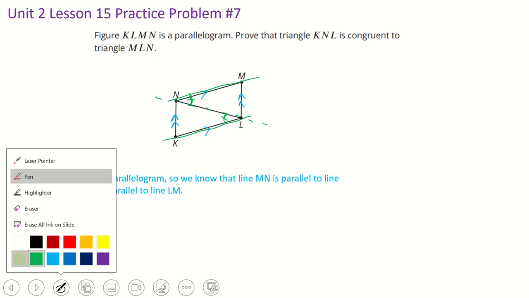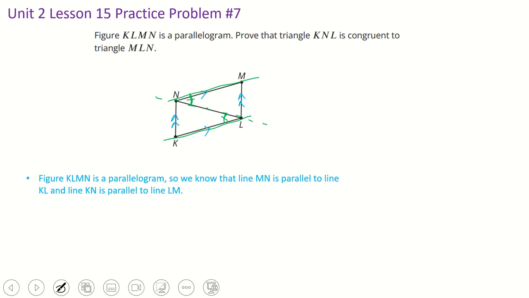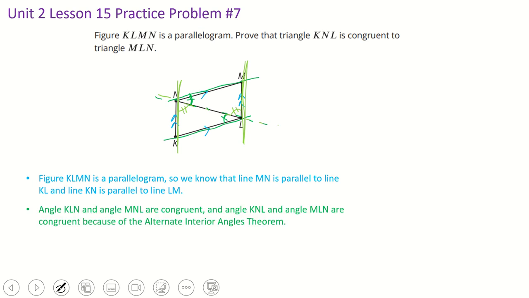Now, when I do the next piece, I need to change which parallel lines I'm looking at. Now I'm looking at my parallel lines ML and NK, and my transversal still happens to be NL, but this time I'm looking for my angles here that would be alternate interior. So notice that KNL is going to be congruent to MLN because they are alternate interior angles. Okay, so that's how we would write it.